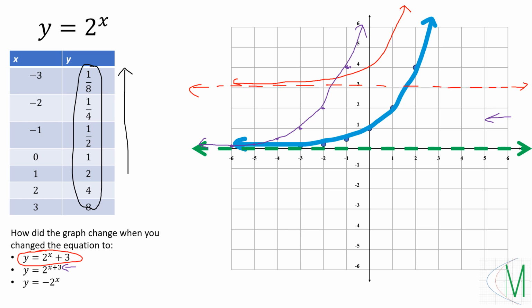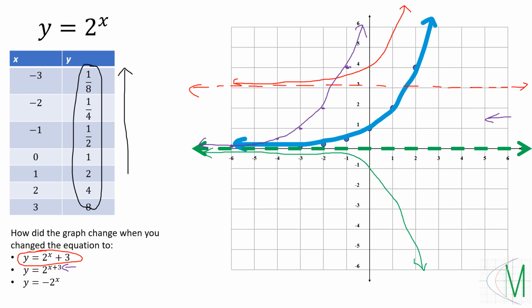Okay, so what if I have a negative in front of the base? I do the same thing that I did when I had a negative in front of the x squared in the last problem. Instead of it being above the x-axis, I'm going to flip it over. It's going to go below the x-axis. So now the graph is going to be down here. It's going to be a mirror image that goes down instead of up. But everything else stays the same.